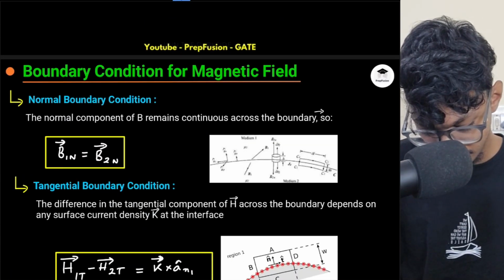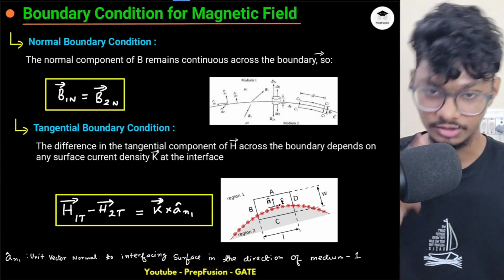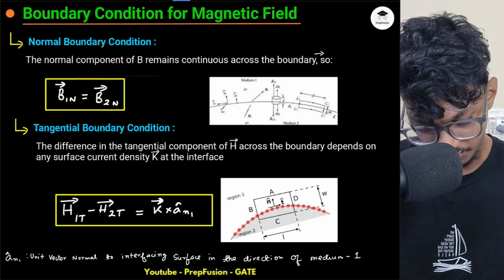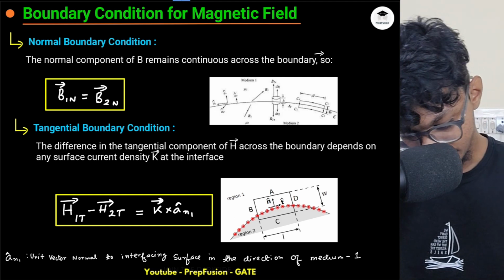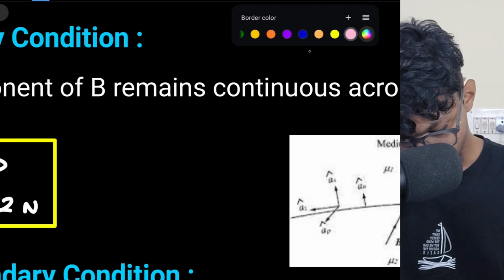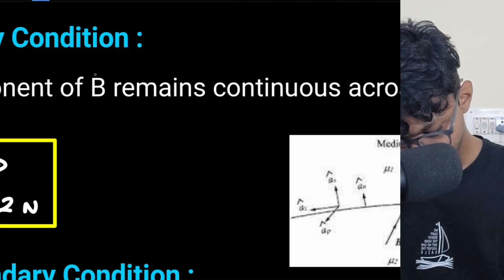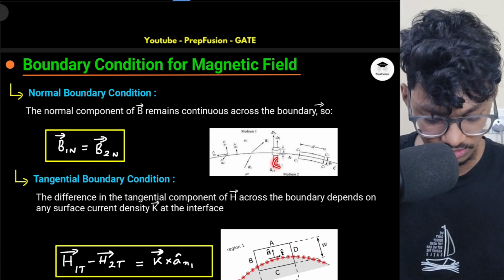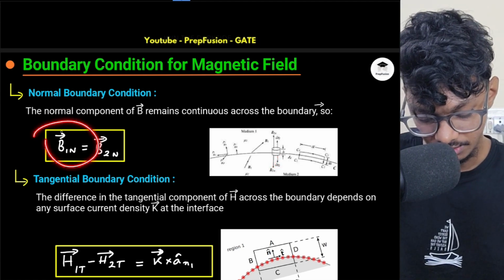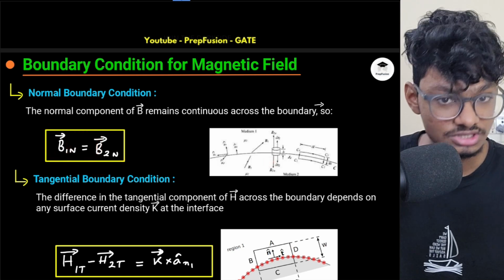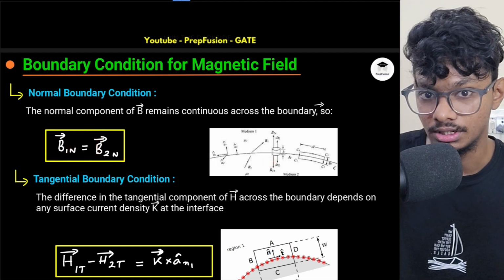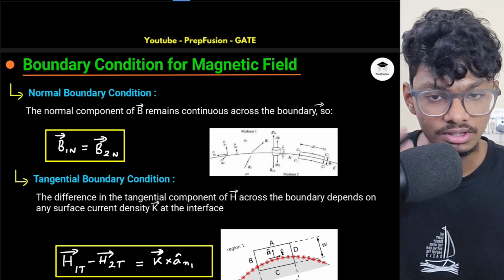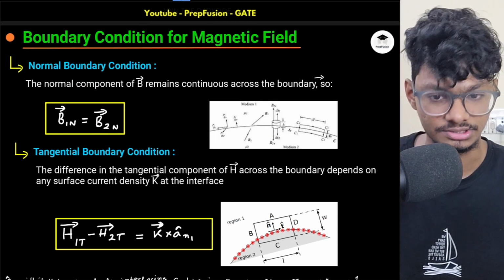So now basically we will start with the boundary conditions for magnetic fields. There are two boundary conditions. Don't worry, we will derive them, but I wanted to give you a brief overview. The normal component of the magnetic flux density will be continuous throughout the boundary. That means it will be the same before the boundary and after the boundary. B1n, the normal component, will be the same as B2n. Just the opposite of the electric field, because in the electric field the tangential component was continuous. Here the normal component is continuous, that is, it is the same across the boundaries.